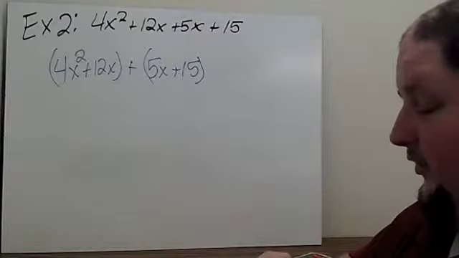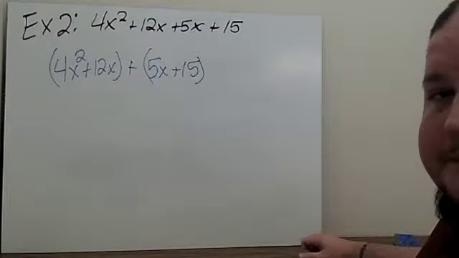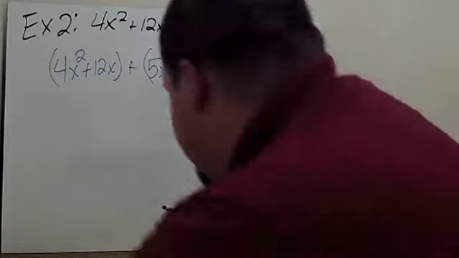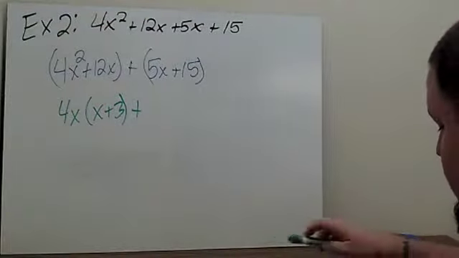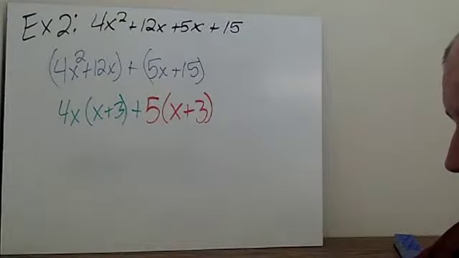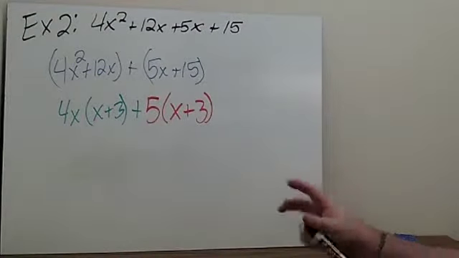Now 4x squared and 12x have what in common? Good. They have a 4x in common. So that's what we're pulling out. And I'm left with x plus 3. 5x and 15 have a 5 in common. So I pull that out. Once I do that, I'm left with x plus 3. Hopefully you can see what I'm going to factor out next. Yes, it's the x plus 3.